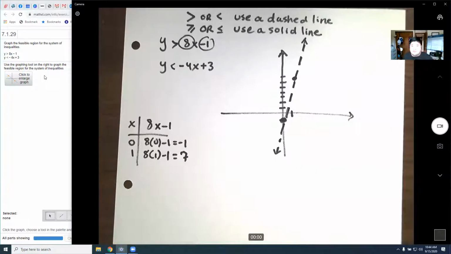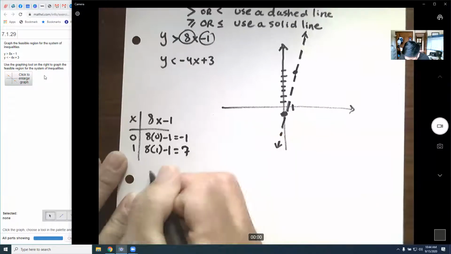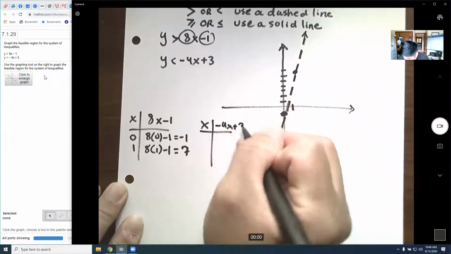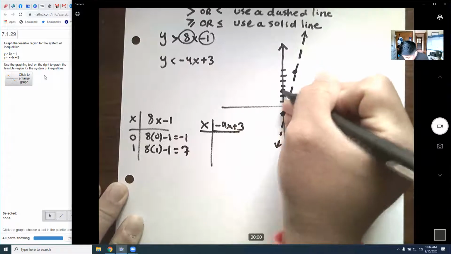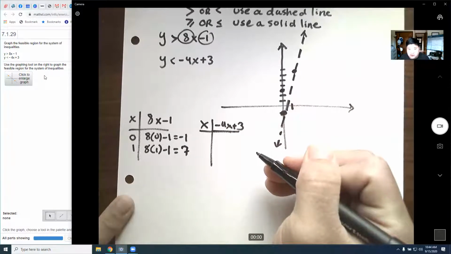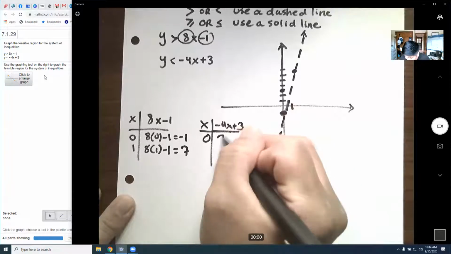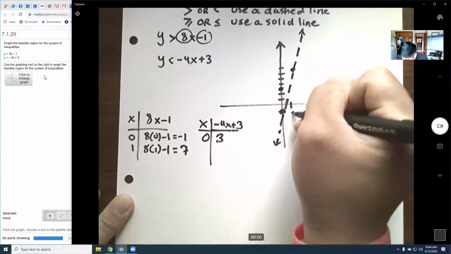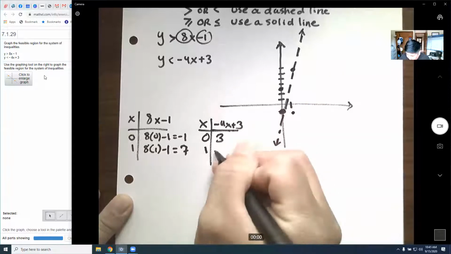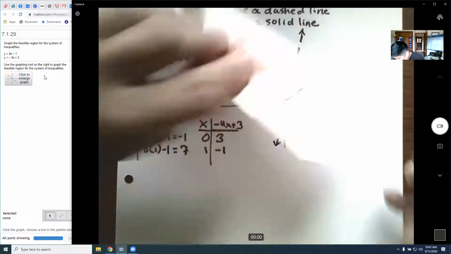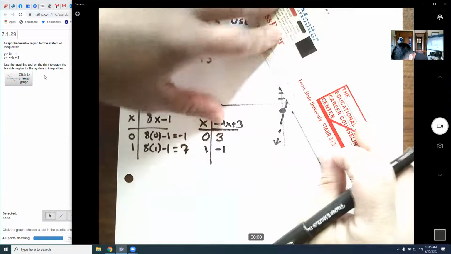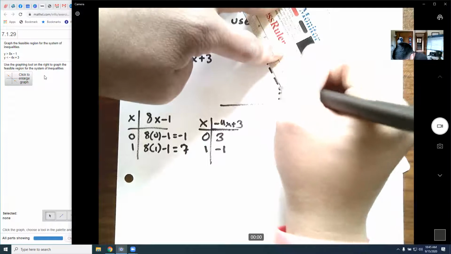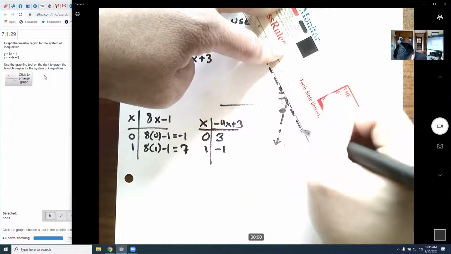Now let's graph the other one. All right, so we have the negative 4x plus 3. So this has a y-intercept of 3 and a slope of negative 4. So there's a point at 0, 3. And then if we go down 1, 2, 3, 4, and to the right 1, there's a point at 1, negative 1. All right, so this again will be a dashed line. So I'll try to accurately represent this right now. All right, so this is also a dashed line.